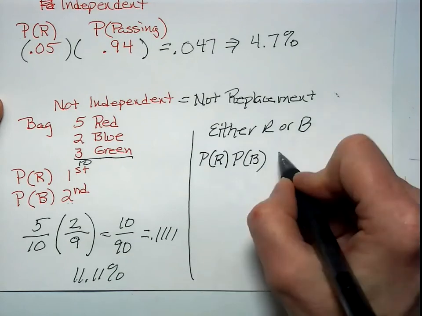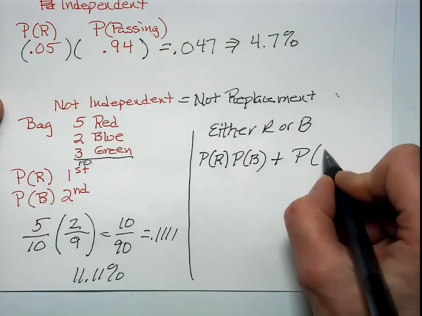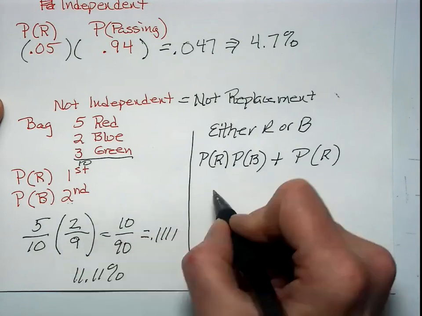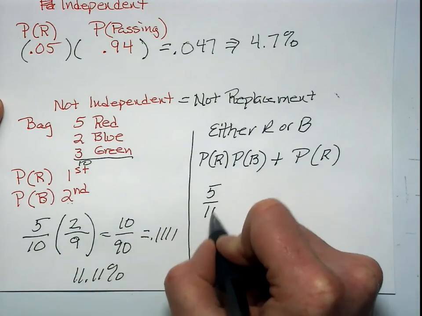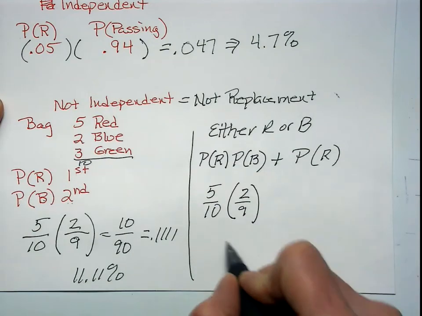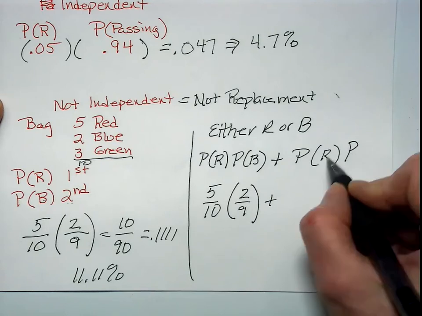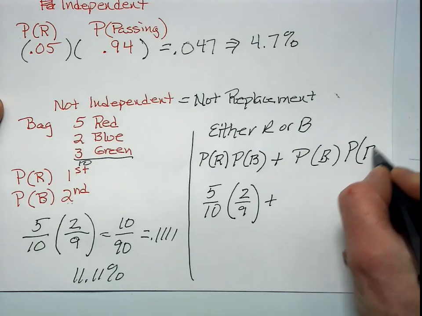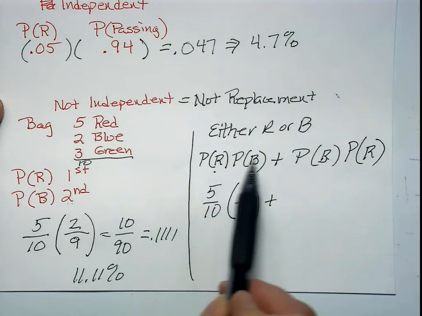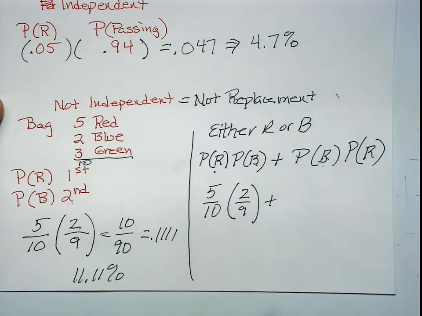However, I need to add it to the probability of getting a blue and then a red. So the probability again of getting a red is 5 over 10 times 2 over 9. Oops, I have to put the probability of getting a blue and then the probability of red. Sorry about that. Here we have the probability of getting the red first and the blue, but we also could get the blue first and the red in this one.